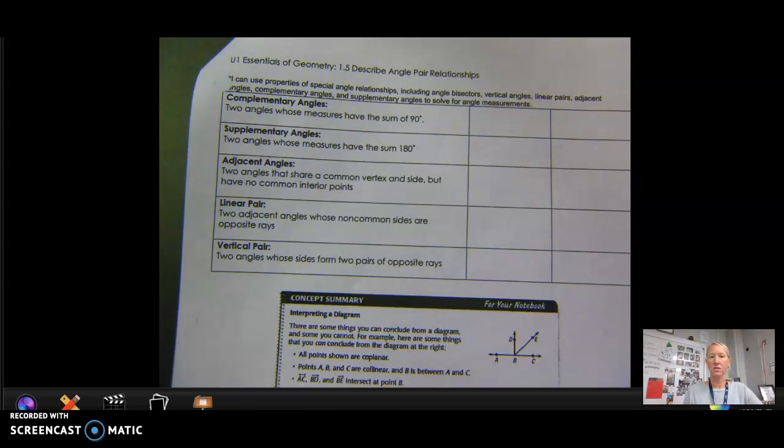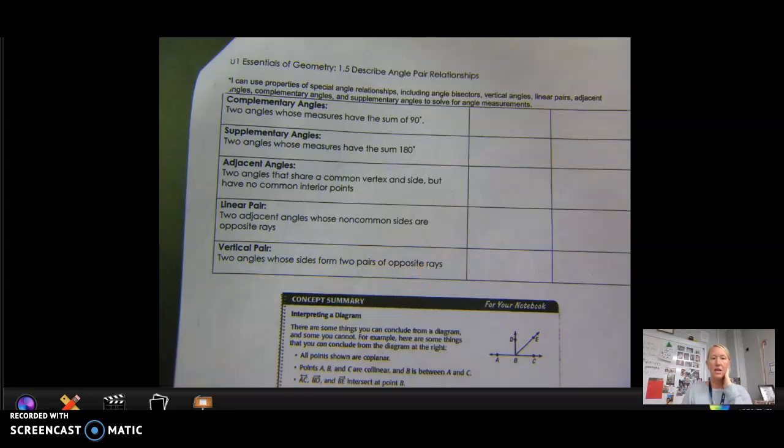Hey guys, okay, so this is 1.5, so we have two sections left for the rest of Unit 1. We have 1.5 and 1.6. So here's 1.5, here we go.